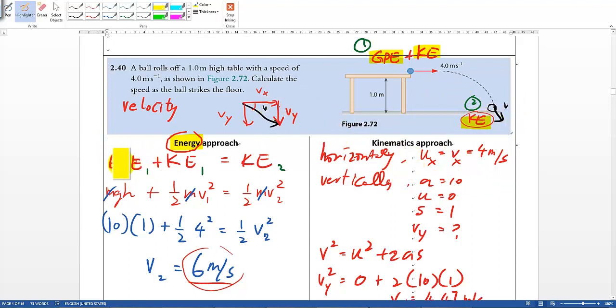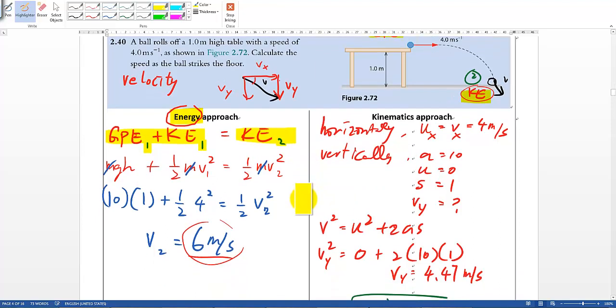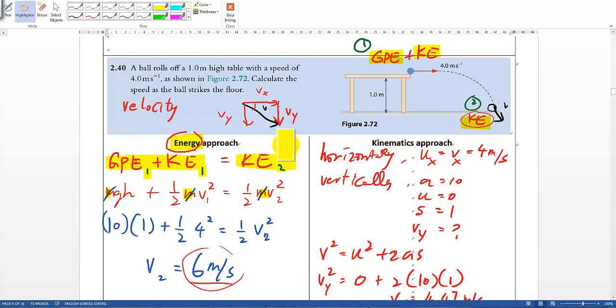So the equation that you will write will be GPE plus KE equal to KE. I'll use 1 and 2 to annotate to make them distinguishable. Then after you use the equation, you find out all the m will be cancelled out. So that is why the question did not tell you the mass, because it doesn't matter.